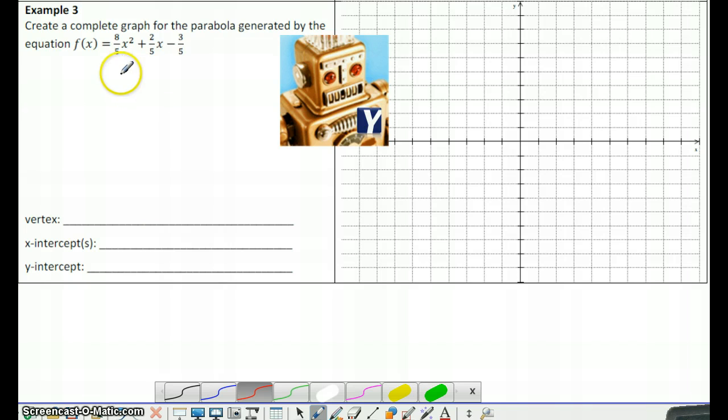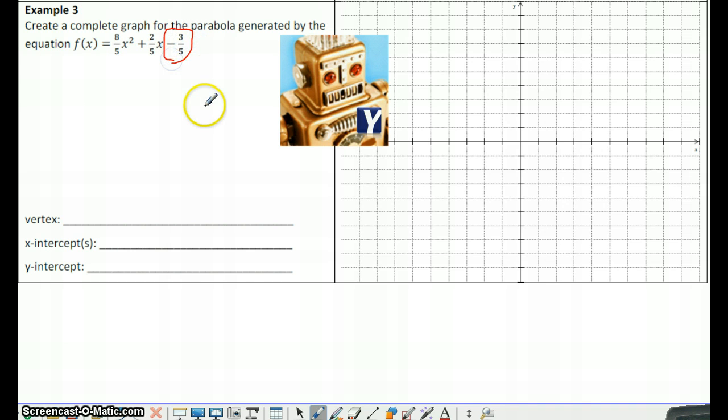So our last example looks daunting because of all these fractions, and standard form isn't always the easiest to work with, but it does give me the y-intercept right away, and the y-intercept is (0, -3/5). So I already know that I can graph this. It's about -0.6-ish.